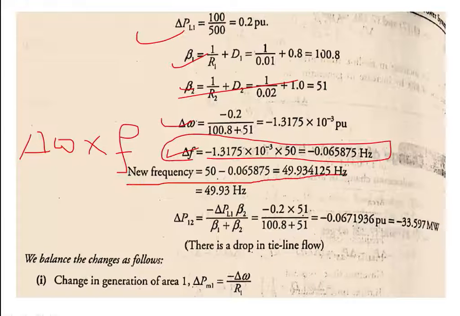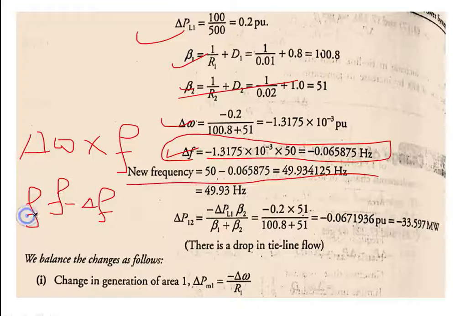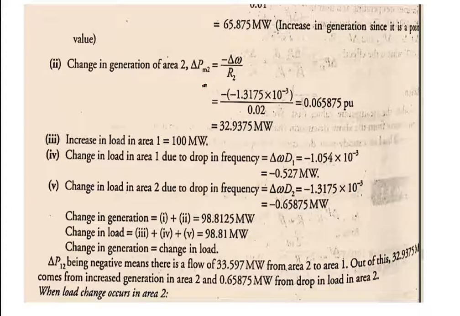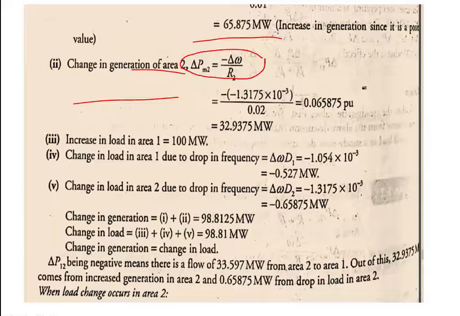To find the new frequency, base frequency minus delta f. The formula is f new equals f minus delta f. This is the new frequency, given by this equation. Then the change in power is given by the standard equation. Substitute the values and you will get the values. Similarly, with respect to area 2, we directly write this equation. Then find the change in mechanical power for area 2, multiplied with the base, and you will get the values.